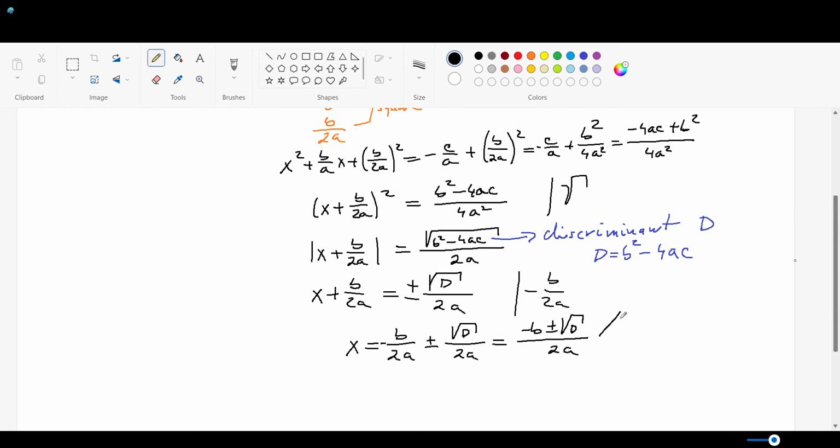So my two roots for this equation are then x1 equals negative b plus square root of discriminant divided by 2a, and x2 equals negative b minus square root of discriminant divided by 2a.